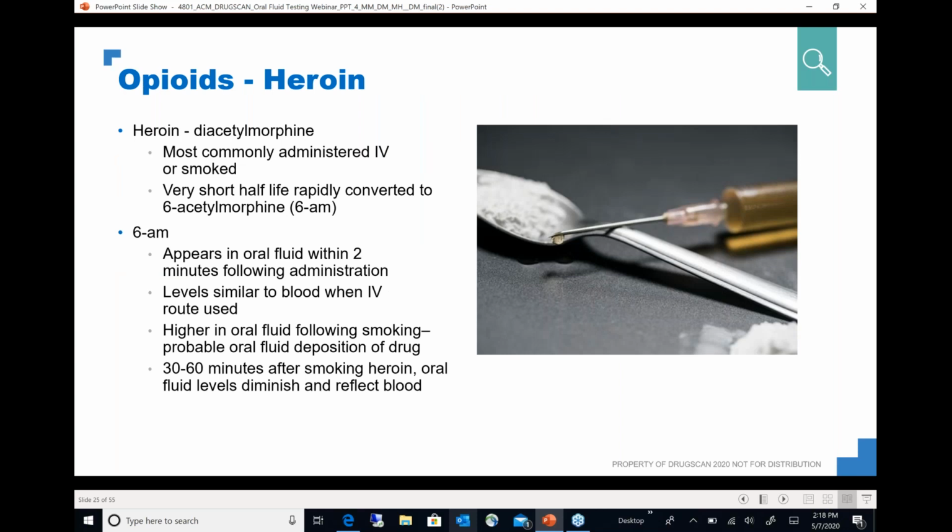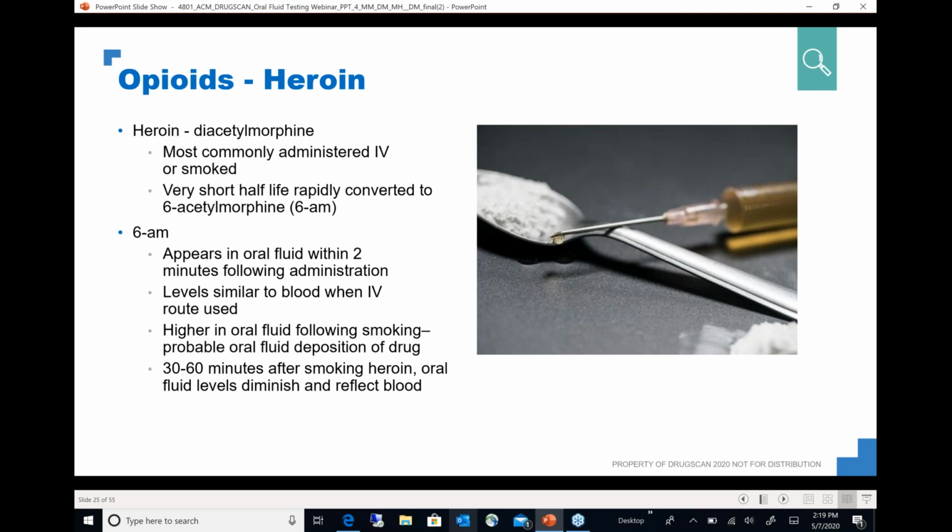Opioids such as heroin. Heroin is the drug diacetylmorphine. It's most commonly administered intravenously or smoked. Very short half-life. It's rapidly converted to 6-acetylmorphine, abbreviated 6-AM. The 6-AM will appear in oral fluid within 2 minutes following all routes of administration.